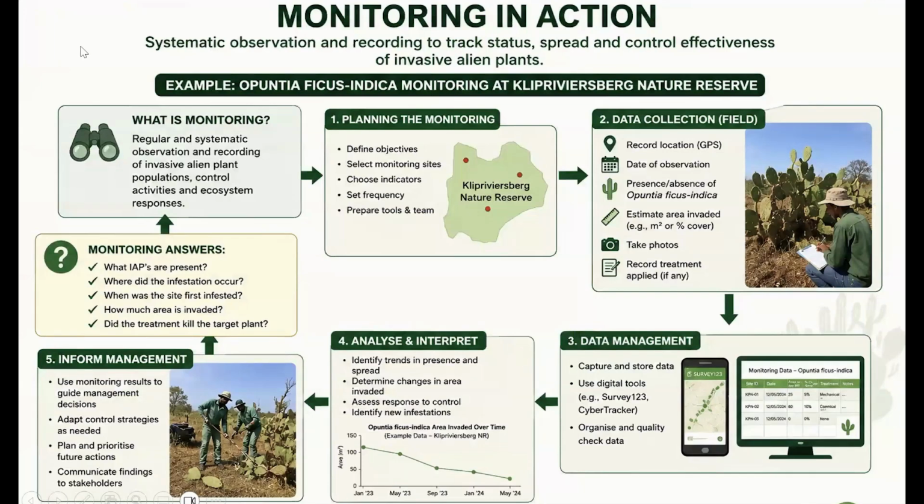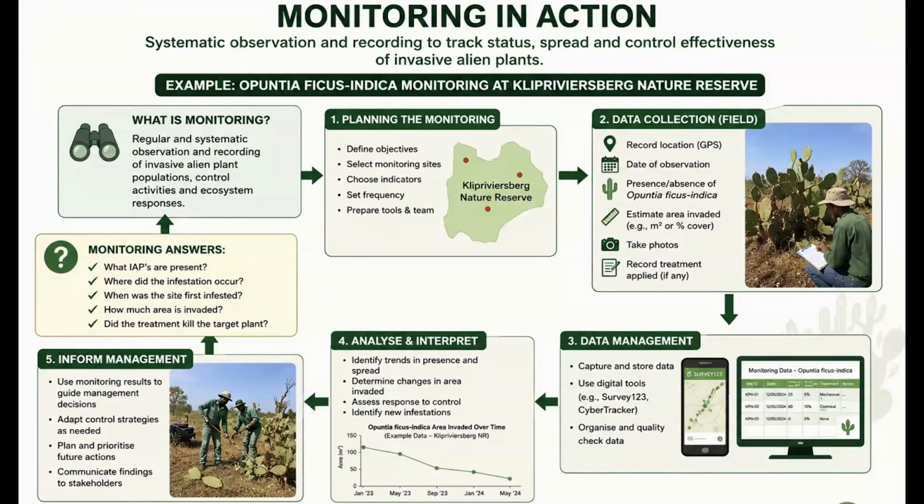So I'm just going to now zoom into monitoring and evaluation in terms of defining it. I'm going to start with monitoring first. You're using an example of Klip Riversberg Nature Reserve with specific reference to Ficus indica. Monitoring is a regular and systematic observation and recording of invasive alien plant population, control activities, and ecosystem response. So when you plan for monitoring, it's important that you define your objectives, you select your monitoring sites, you choose or decide on the indicators that you're going to use, and how often are you going to do the monitoring.